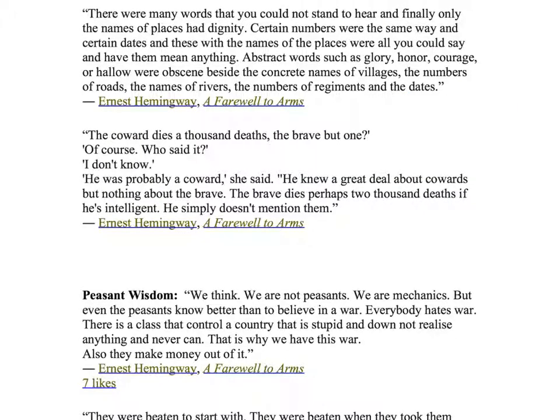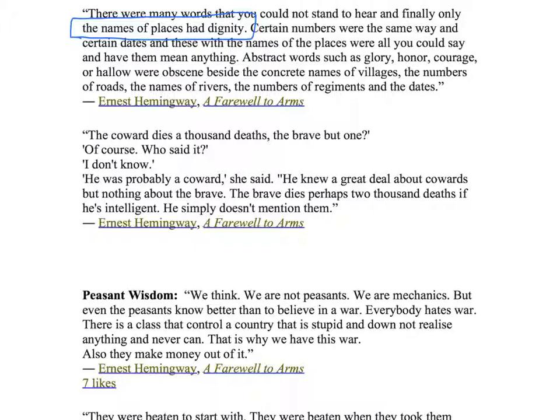And he goes on to say, there are many words that you could not stand to hear, and finally only the names of places had dignity. That's important. The names of the rivers, the names of the towns. Certain numbers were the same way, and certain dates, and these with the names of the places were all you could say and have them mean anything. Abstract words such as glory, honor, courage, or hallow were obscene beside the concrete names of villages, the numbers of roads, the names of rivers, the numbers of regiments, and the dates.